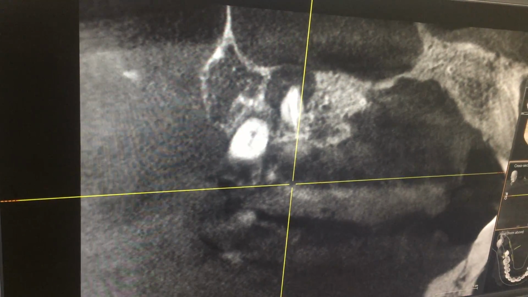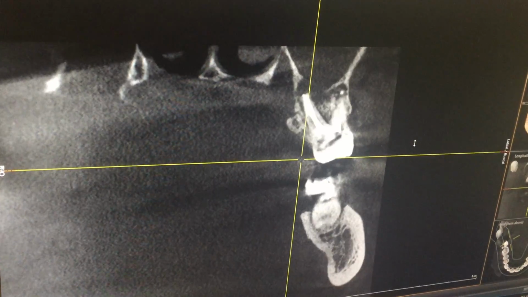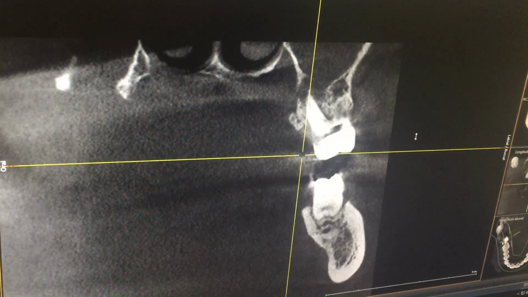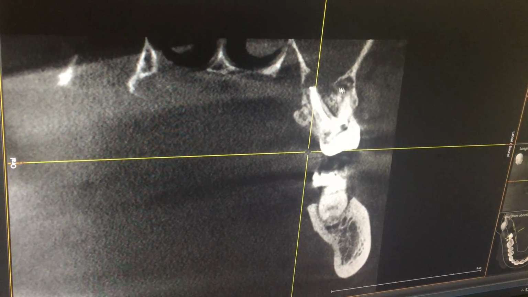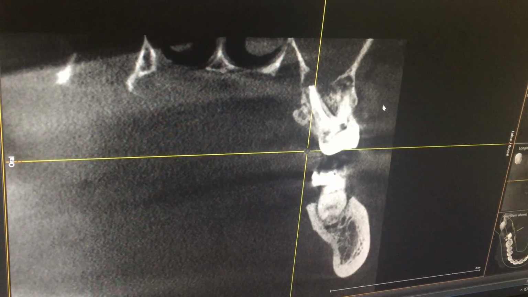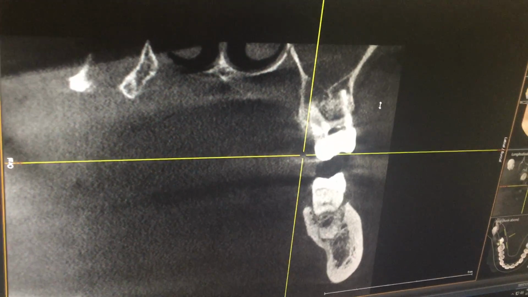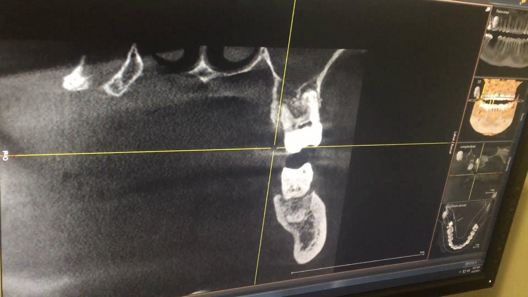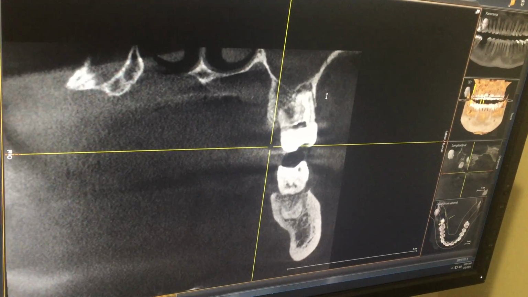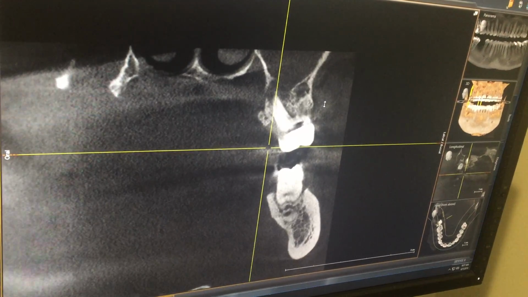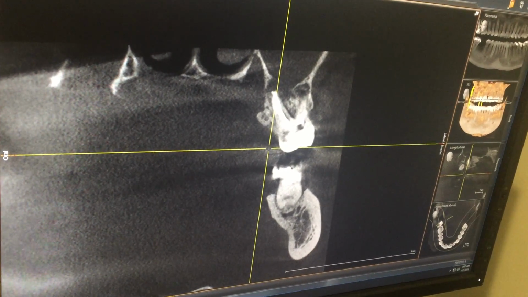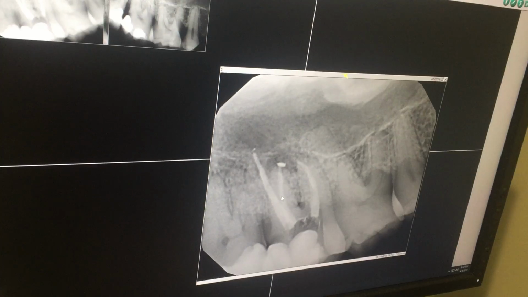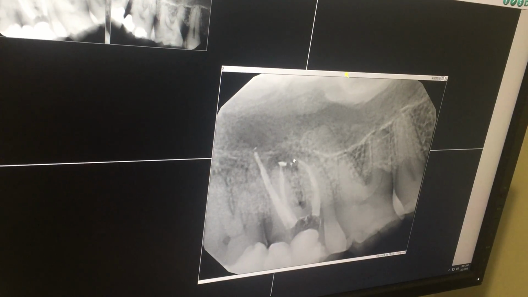We can look at it from a different angle, and again, you can see the root canal fill, but more importantly, you can see the amount of infection that is in this tooth or at the apex of this tooth. Again, here, infection, infection. So based on this x-ray, it's not a surprise that this patient was in as much pain as he was. But if we look at the original x-ray that we took, you would think he really should not have a whole lot of issues.